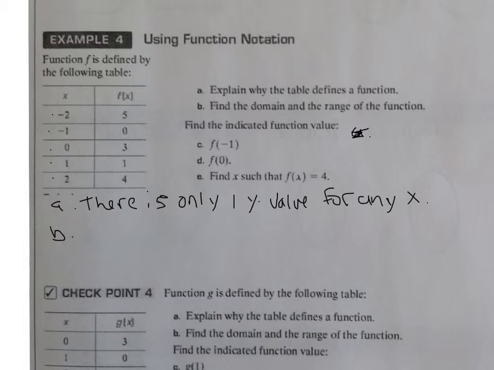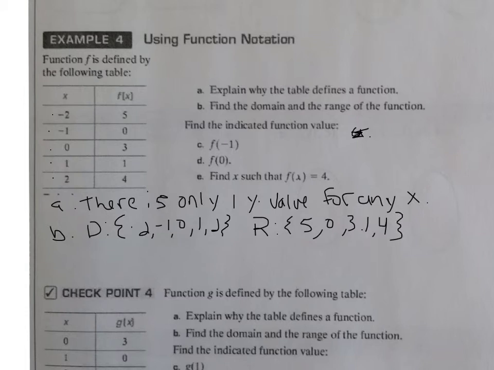Let's look at B. Find the domain and the range of the function. Okay, domain. Domain is all the x values. You've got negative 2, negative 1, 0, 1, and 2. That's your domain. Your range is 5, 0, 3, 1, and 4. And again, the brackets, I apologize for those. They're horrible. But this pen does not make it easy to make those brackets. I'm not very good at them anyways.